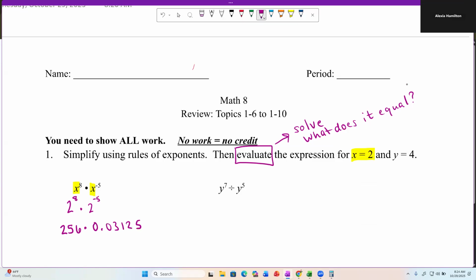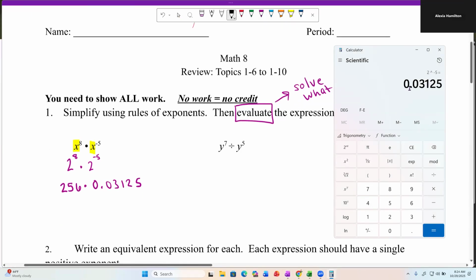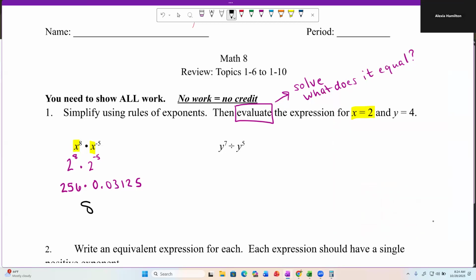So I substituted, I exponented it, and now I am going to multiply. Calculator. And notice on my calculator, I still have this decimal in here. I'm not going to clear it. Why? Because then I have to type it back in. I'm just going to multiply it by 256. And that whole thing just equals an 8. My answer is 8.